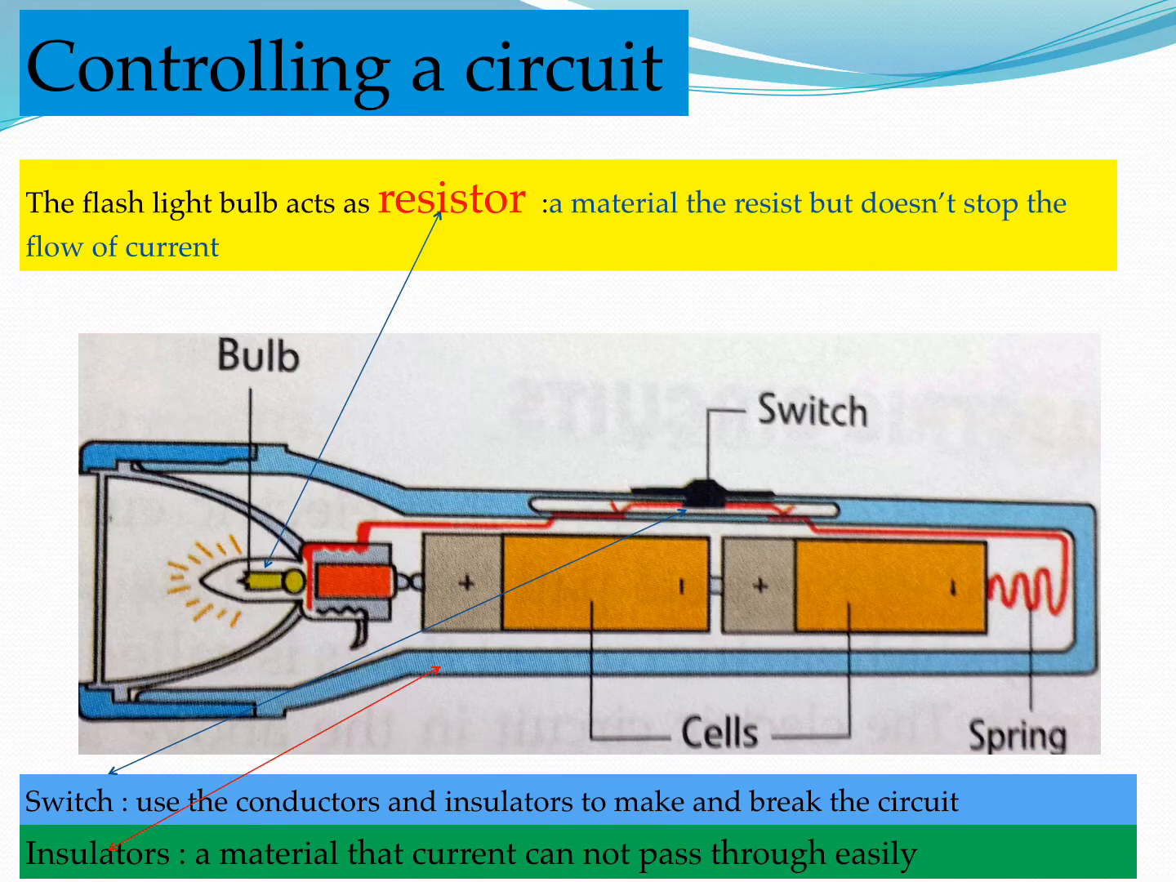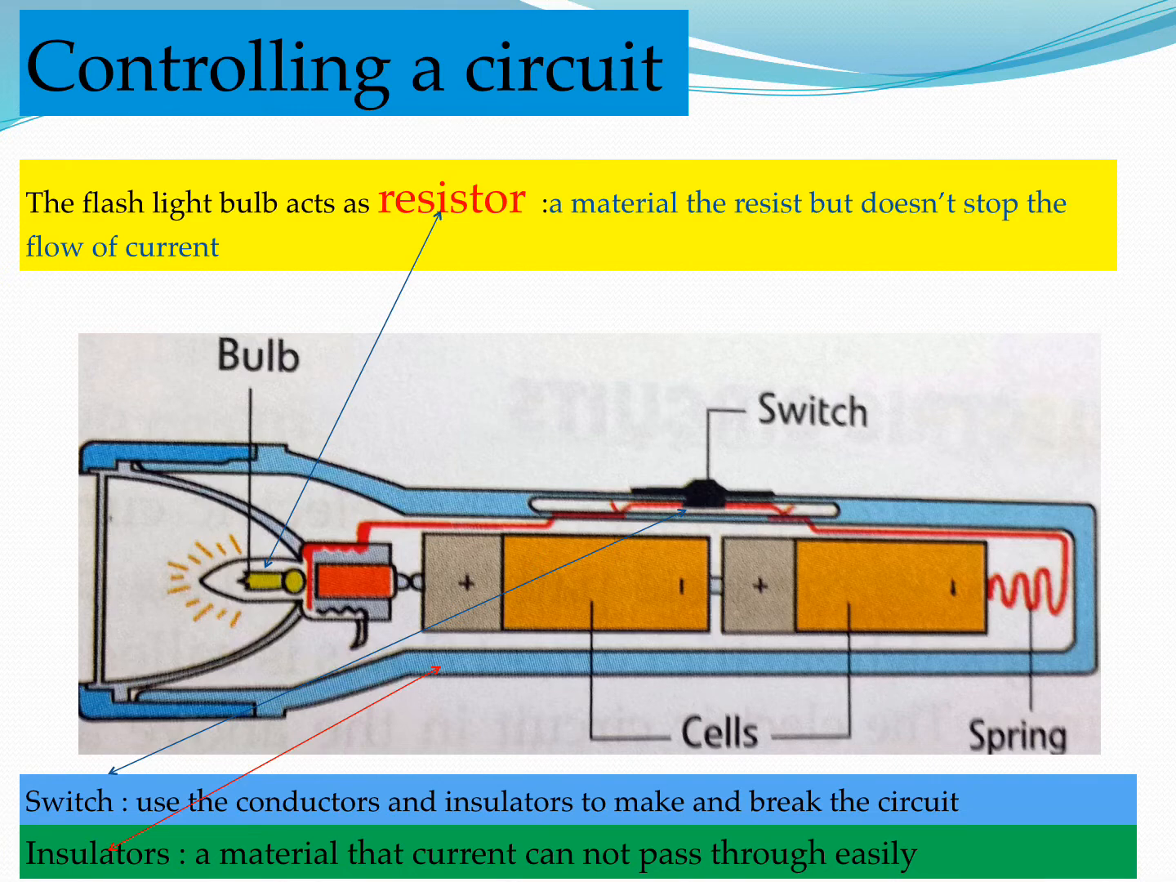So we have conductors. What is a conductor? A conductor is a material that current can pass through easily. Electric wires are made of metal. The base of a light bulb is made of a metal because it must conduct an electric current.